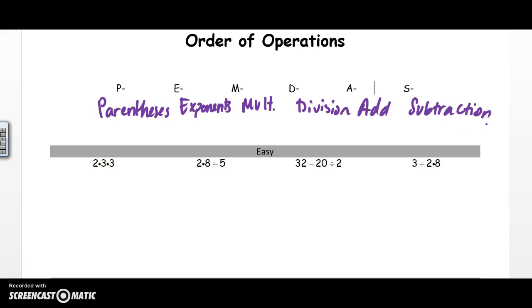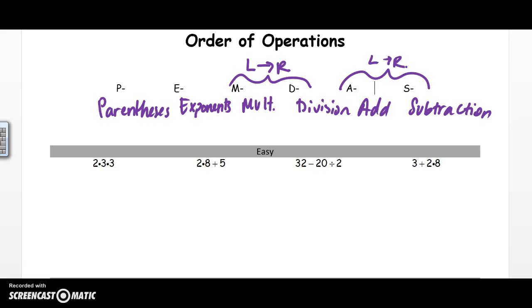Okay, this is the order you're going to solve basic math problems. So you always look to see if there's parentheses. Once you have no parentheses, you look to see if there's exponents. Then you look to see if there's any multiplication and division, and you always work your way left to right. After you have no more multiplication and division, you do addition and subtraction. Again, always working from left to right.